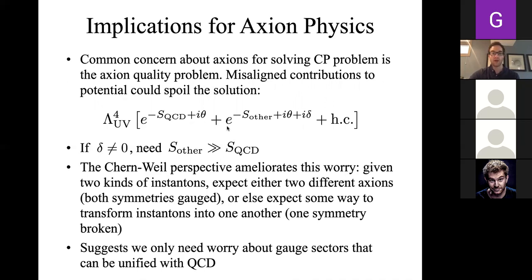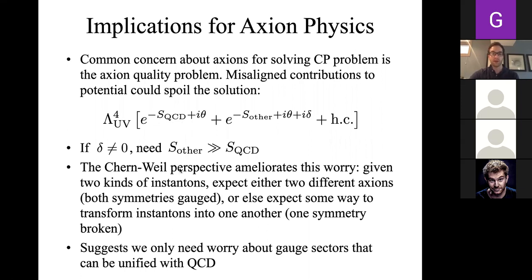But if you add in some other contribution, say from some other axions with a phase delta, then if delta is not equal to 0, these two will be out of phase. And if the dominant contribution to the potential comes from this term, then it would spoil the solution to the CP problem because it would put the minimum elsewhere. So you worry that you might have a case where S_other, these other instantons, are smaller than S_QCD.